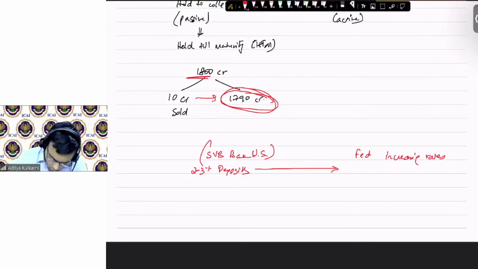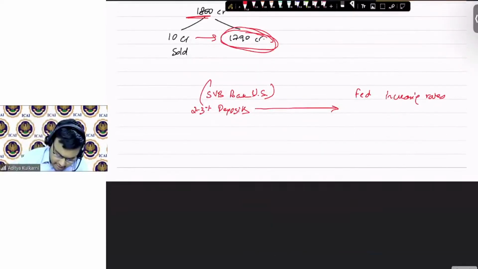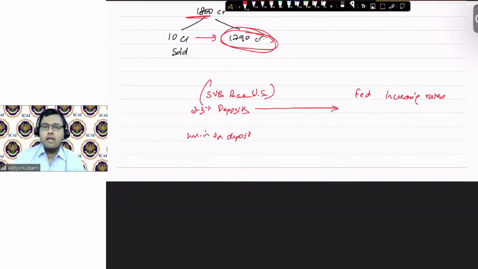Now, all this huge rush of depositors created a run on deposits. Okay. Run on deposits means what? Suddenly, all your deposit holders came to the bank and say, mere ko mera deposit de do, I will invest somewhere. Can you tell the depositors not to do that? Answer is no, you cannot. Why?